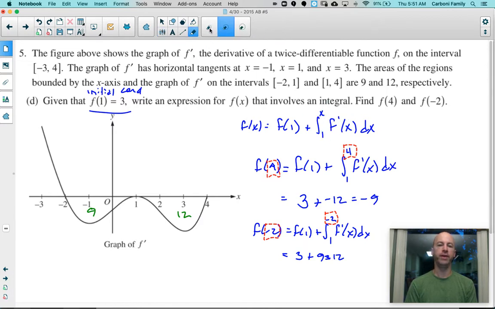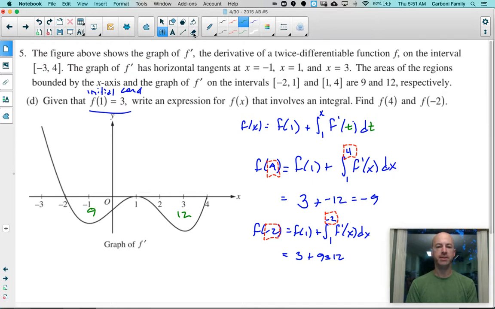So the only thing I have to do to adjust my f of x expression is I have to use some other variable here. Does not matter what you use. Typically, people use t, so I will use a t. And so there's my expression for f of x, and that would be sufficient to finish answering the questions.